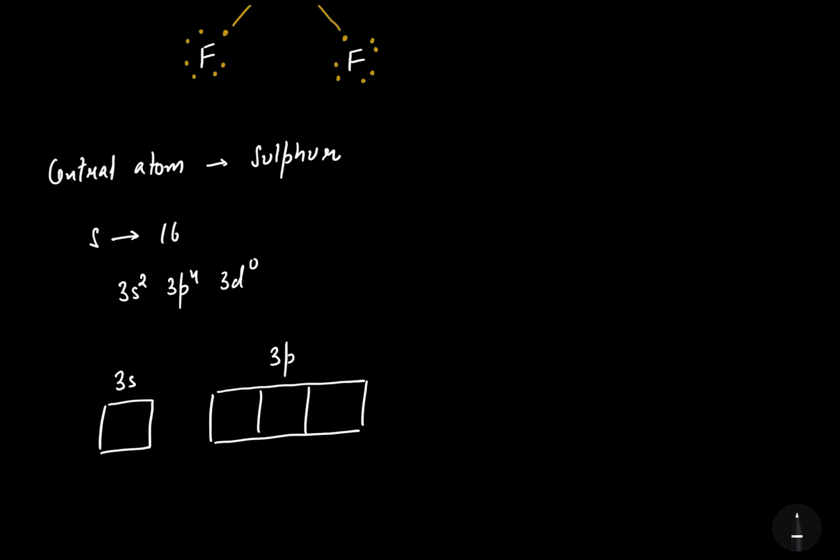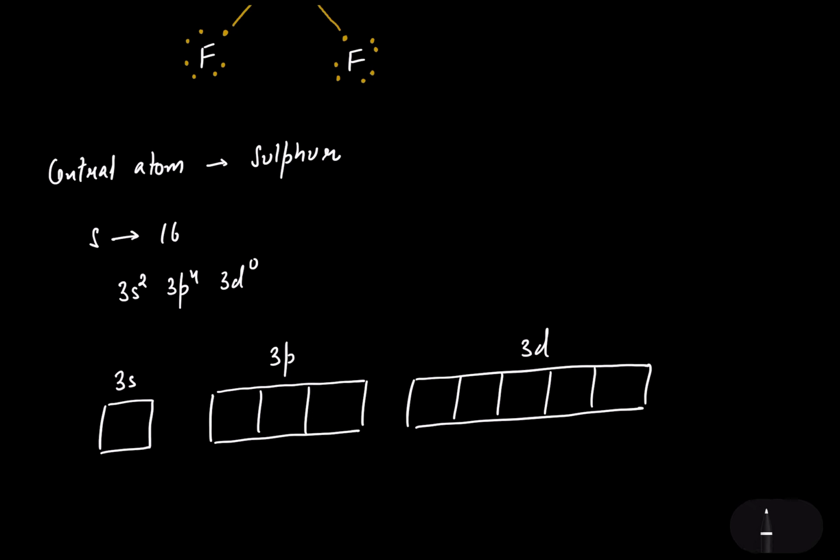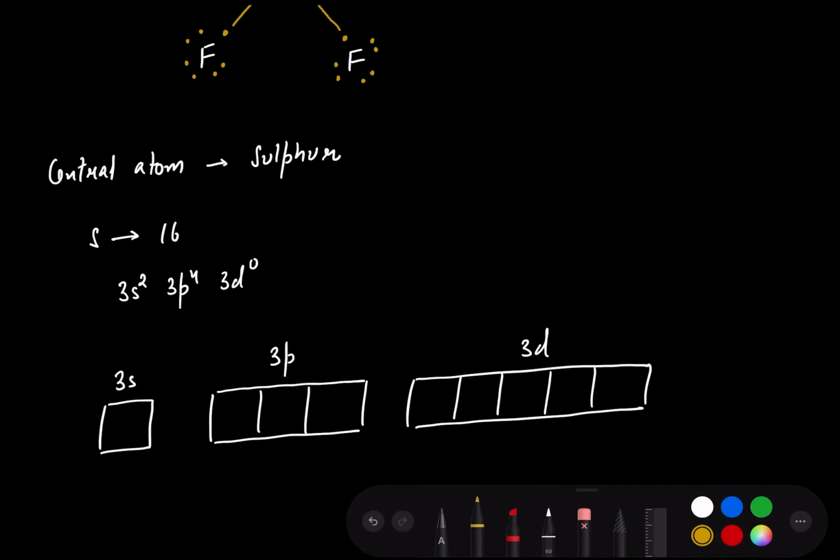In case of 3d subshell, we have 5 degenerate orbitals, that is 5 orbitals with equal energies. So that's our 3d, in which we have a total of 5 degenerate orbitals. Now let's fill the electrons according to the electronic configuration.